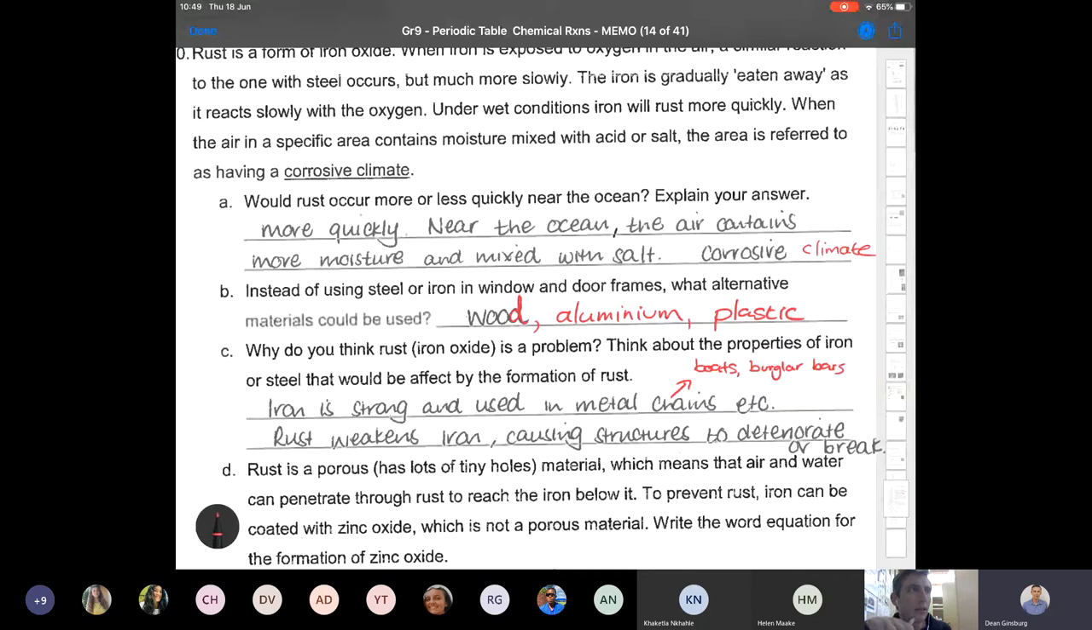Write the word equation for the formation of zinc oxide. So if you're going to form zinc oxide, then zinc oxide must be a product, Helen. Yes, sir. Okay, so what would your reactants have to be then to make zinc oxide? Zinc plus oxygen. Well done. Awesome. Thank you.